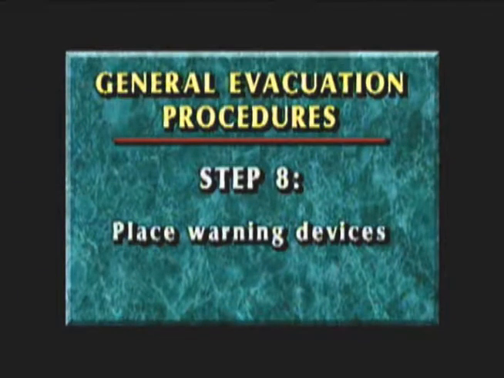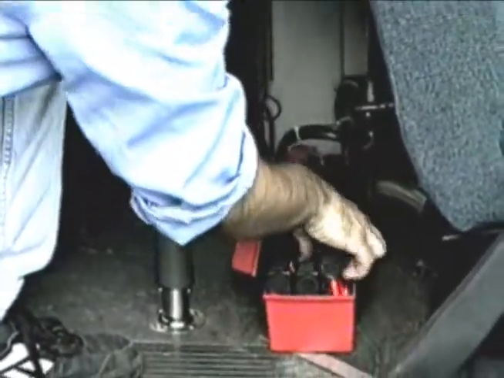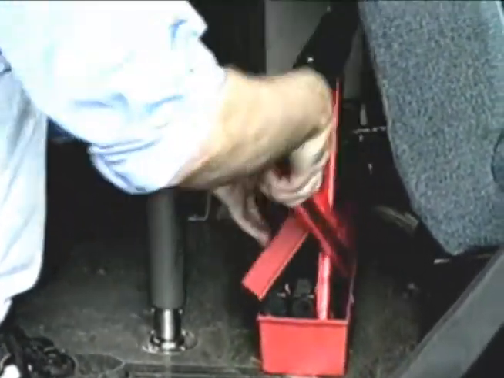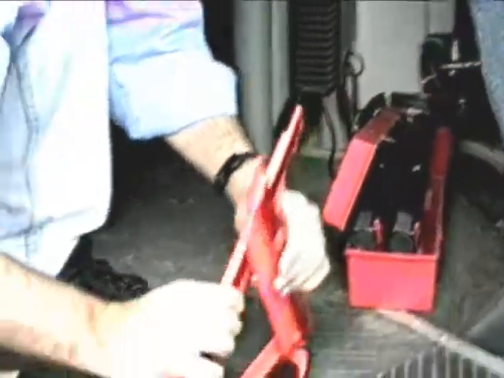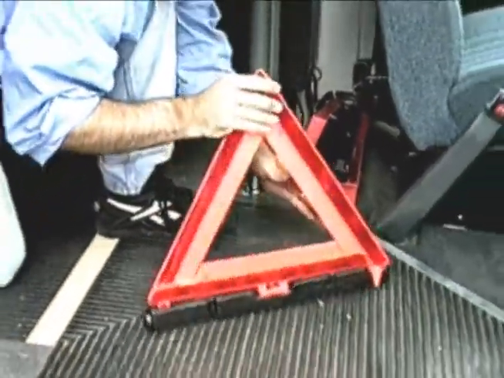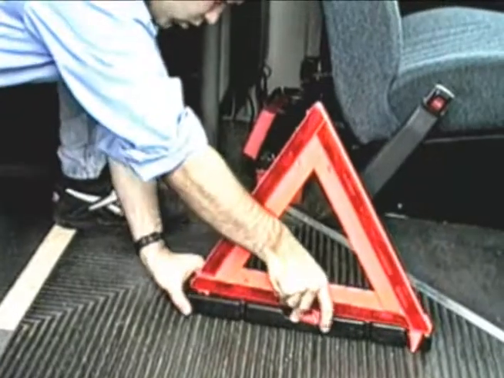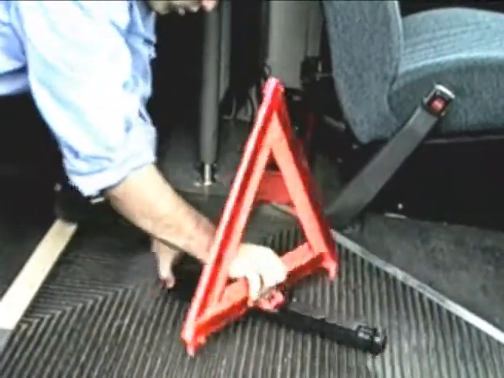Step 8. Place warning devices. If evacuated passengers are contained, place triangular reflectors to warn other motorists of the emergency. Never use flares as an advance warning device because they create a fire hazard.